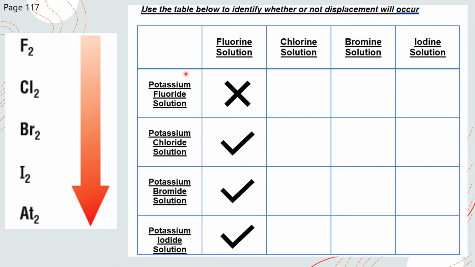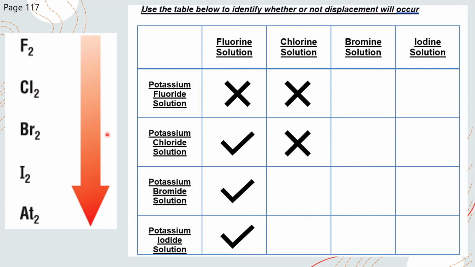Potassium fluoride plus chlorine. So which one's more reactive? Fluorine's more reactive, so fluorine will stay where it is. It will stay in the compound. There'll be no reaction. Potassium chloride plus chlorine, well, it's the same thing, so nothing's going to happen.